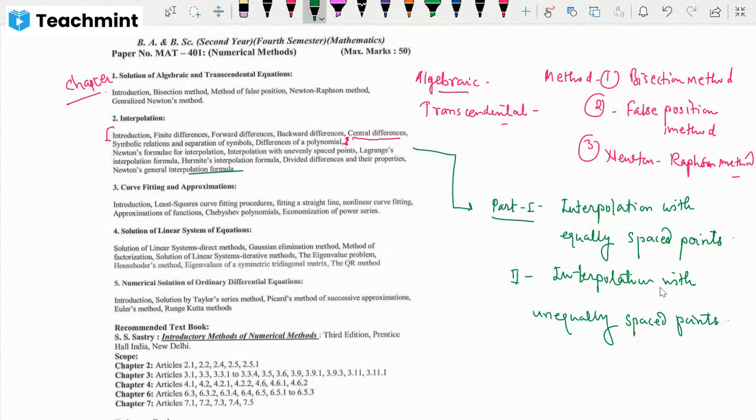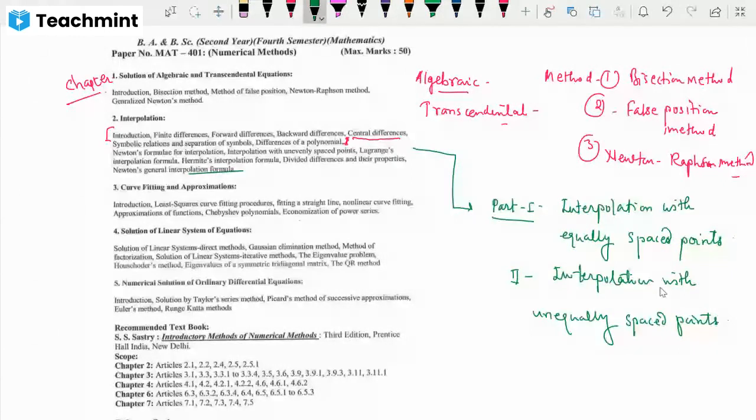Then we'll see least squares curve fitting procedures. First, fitting a straight line, then non-linear curve fitting, which means fitting a second degree polynomial and so on. Then we'll see approximation of functions. In that we'll see the definition of Chebyshev polynomial, some relations between Chebyshev polynomials, and then economization of power series.